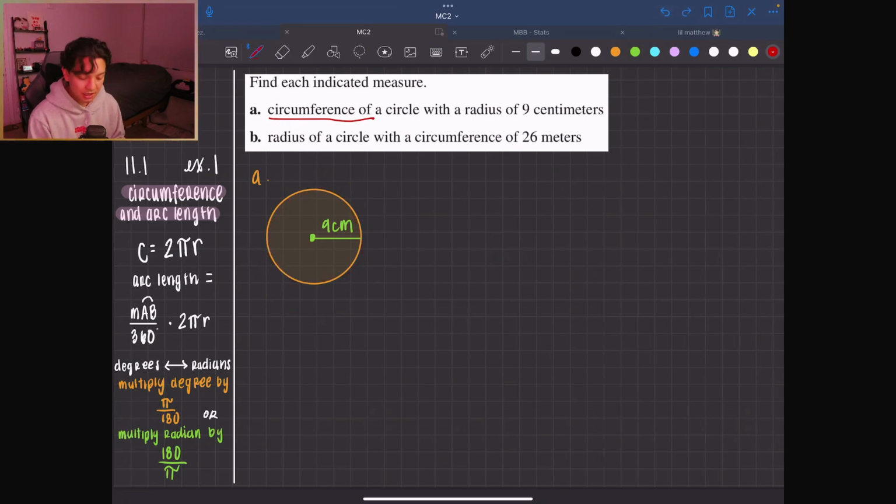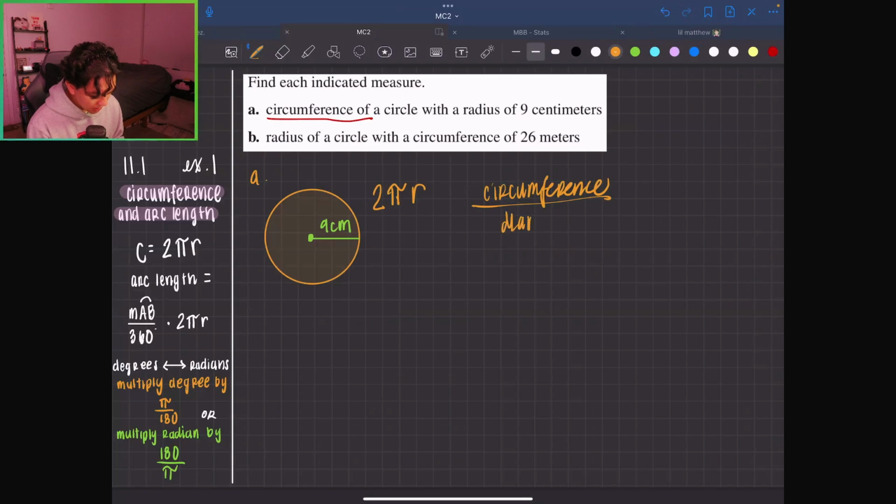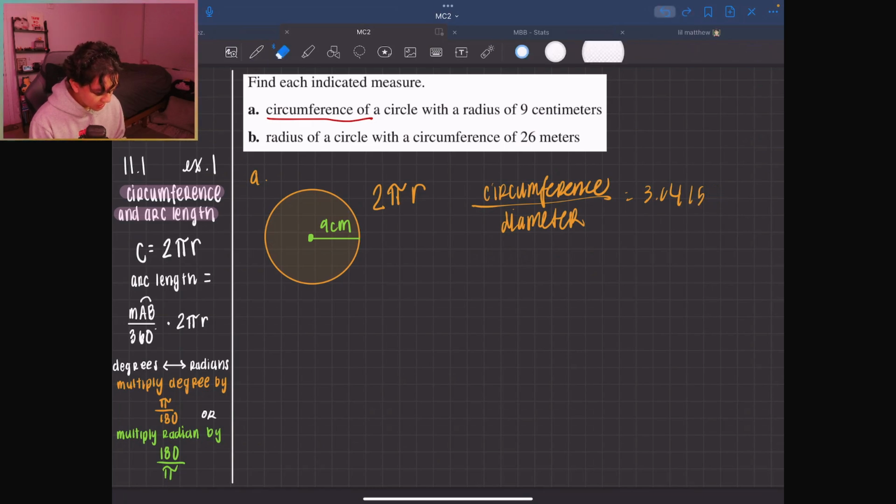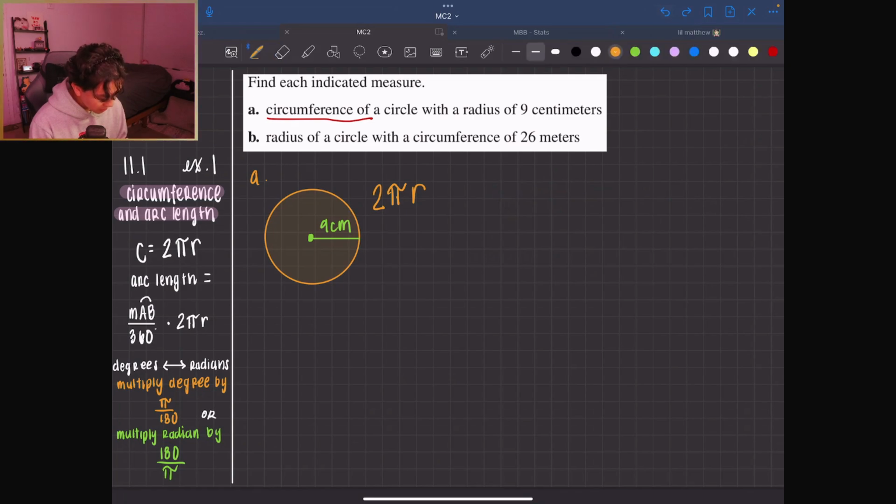In order for us to find that, the formula is going to be 2 pi r. Pi over here, if you don't know, is the ratio between the circumference over the diameter. So in a circle, the ratio between the circumference and the diameter is always going to be like 3.14159, something, something, something. But we just default to the Greek symbol pi over here. So 2 pi r. So 2 times pi times r, which means the radius.